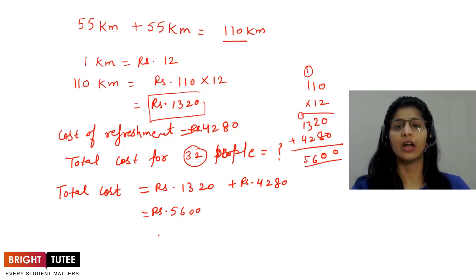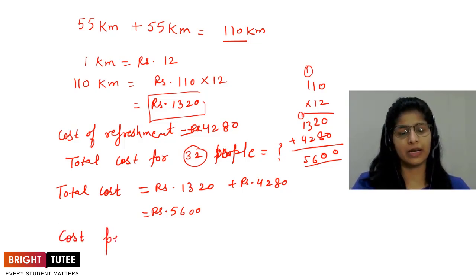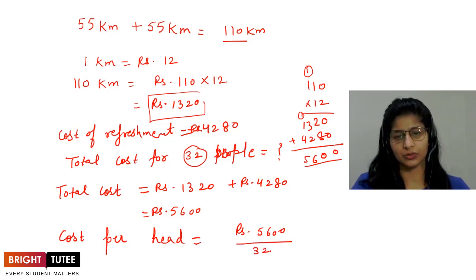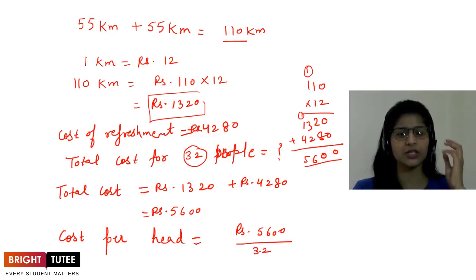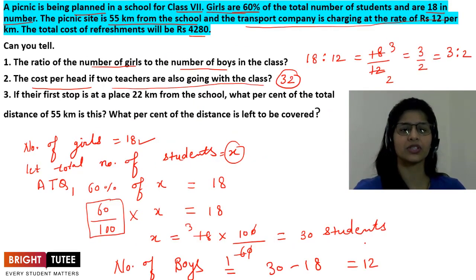Now this is the total cost for 32 people. We have to calculate for 1 per head. So cost per head will be rupees 5600 divided by 32, right? So when we solve it, we will get 175. So per head the cost is rupees 175. If on the picnic 32 people are going, that means 2 teachers along with 30 students. Clear? Now let's see what is asked in the next part of the question.